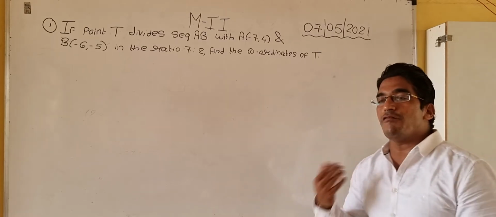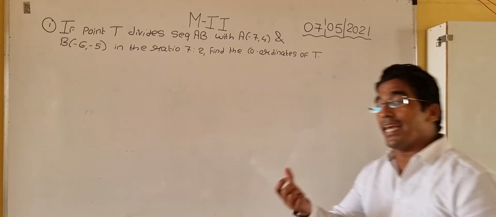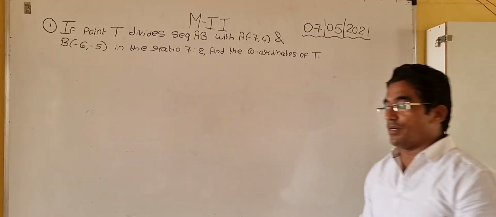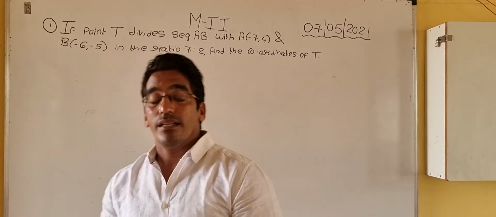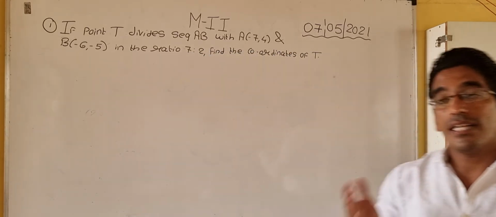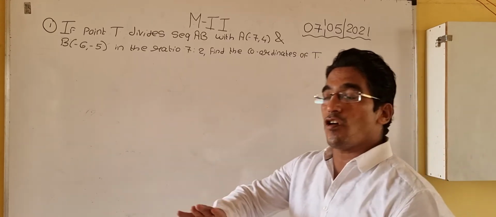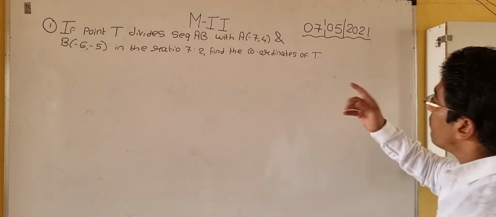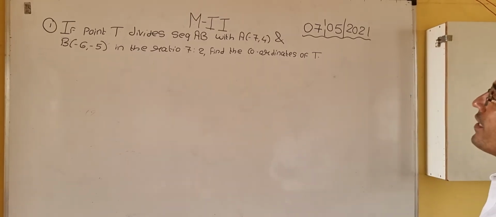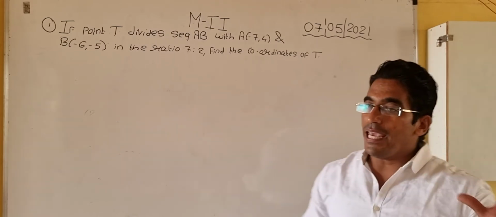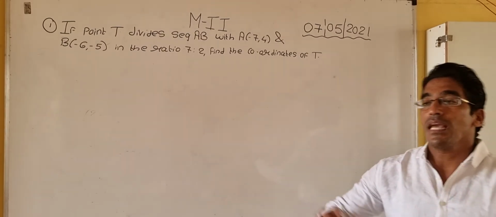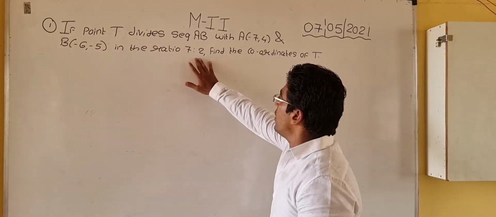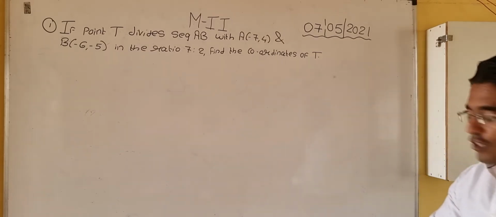The point which divides, we will consider that point as x comma y. In solving such kinds of examples, we have to remember one thing: the point which divides should be considered as x comma y. Point T is dividing segment AB, A is minus 7 comma 4 and B is minus 6 comma minus 5. So A we will consider as x1 y1 and B we will consider as x2 y2, in the ratio 7:2. Find the coordinates of T.